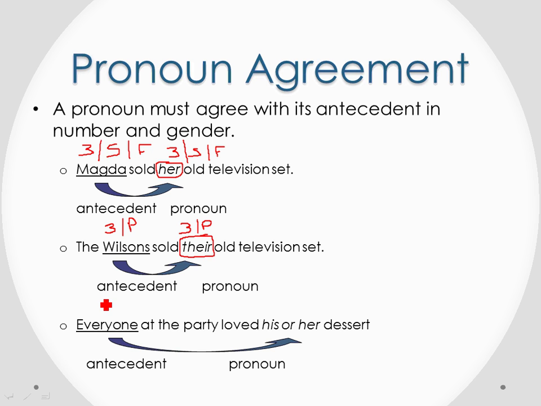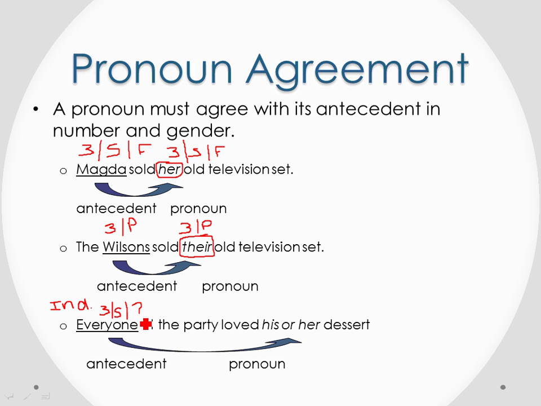Finally, I have the sentence, everyone at the party loved his or her dessert. Everyone is an example of an indefinite pronoun, and you have a list of indefinite pronouns in your pronoun notes from Blackboard, and they're even classified for you as to being singular, plural, or context dependent. When I look at the sentence, everyone is my antecedent. Everyone is third person, and although everyone refers to a group, the word itself is very much singular. However, when I say the word everyone, it is unclear whether those people are male, female, or a combination of both. So I'm not sure of the gender.